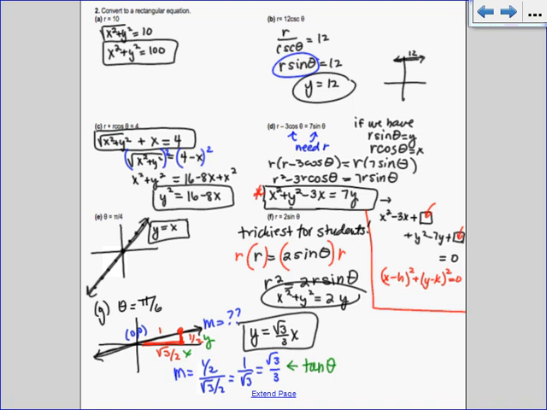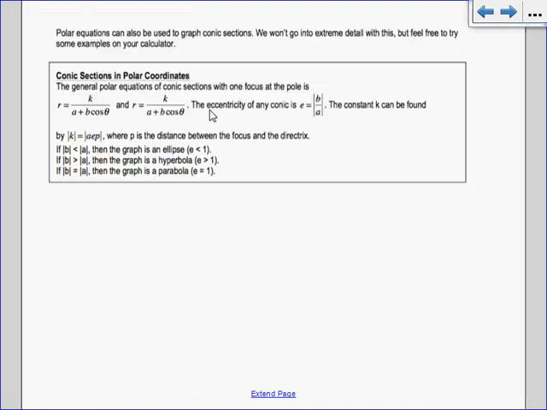All right. So I want to briefly talk about conic sections and polar coordinates. You don't need to memorize this whole box. I can give the box to you if I put this on the test, so don't memorize.